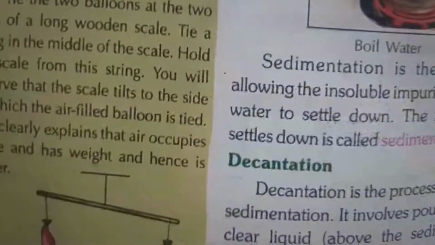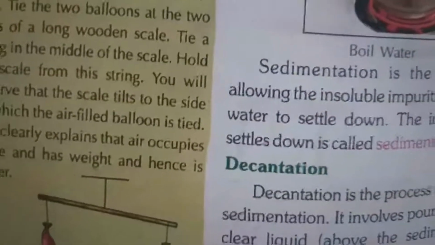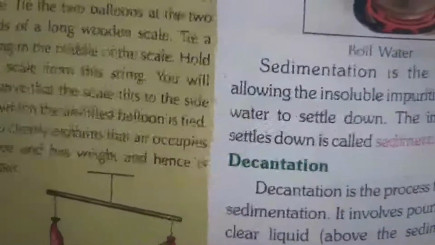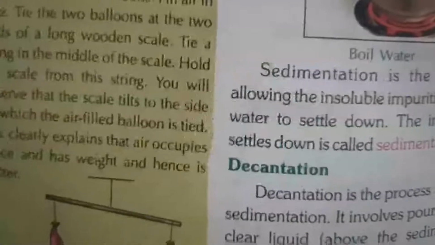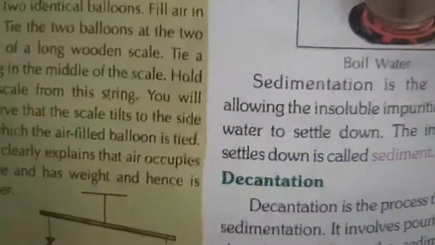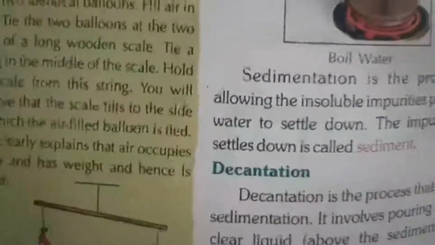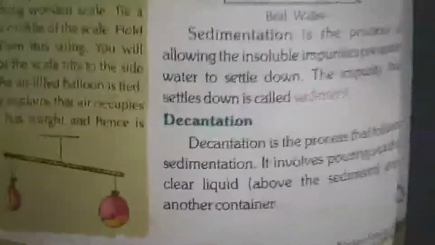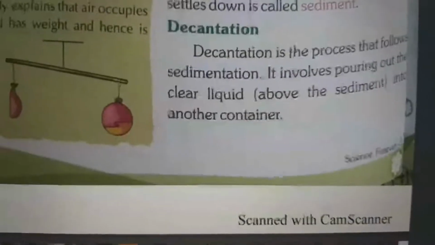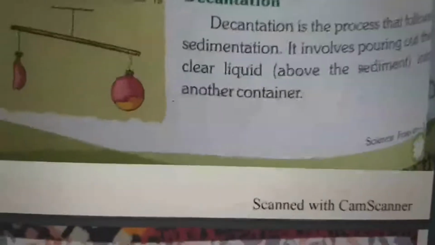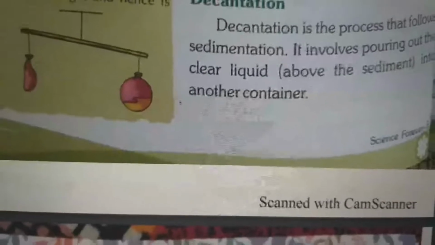So the insoluble impurities which settle at the bottom are called sediment, and this process of removing insoluble impurities from the water is called sedimentation. Next is decantation. Decantation is the process that follows sedimentation. After the process of sedimentation, decantation happens.